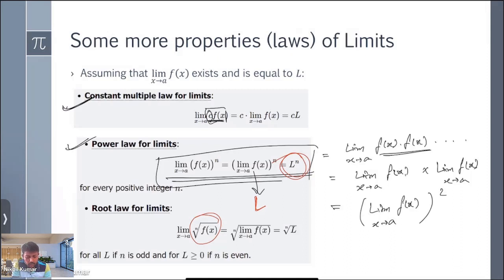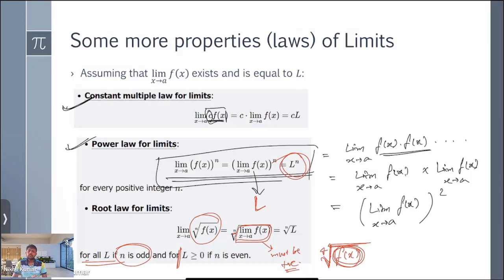Okay, one important thing to note here is if n is odd, then we have no problem. But if we have to find, let's say, the fourth root of a function, we need to ensure that whatever is inside the root sign must be positive. Otherwise, roots are not defined, right? Roots of negative numbers are not defined. We'll have to go into complex numbers then. So that's why we need to ensure that L, or whatever is coming here, must be positive. This is only in the case when n is an even number.